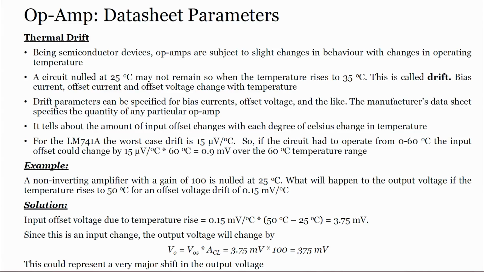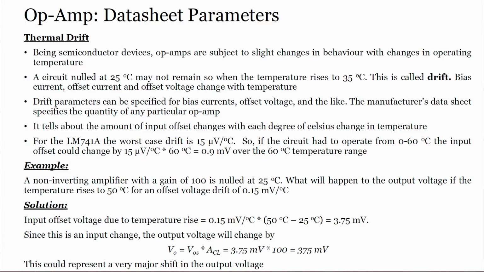So, let us take an example and see a non-inverting amplifier with a gain of 100 that is nulled at 25 degrees. What will happen to the output voltage if the temperature rises to 50 degrees centigrade, for an offset voltage drift of 0.15 millivolts per degree centigrade? In this case it is very simple. The input offset voltage due to temperature rise is 0.15 millivolts per degree centigrade times (50 minus 25), which is equal to 3.75 millivolts.